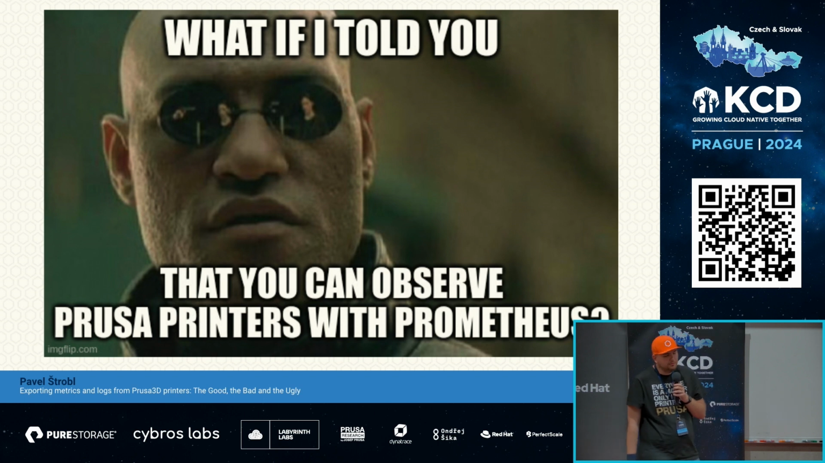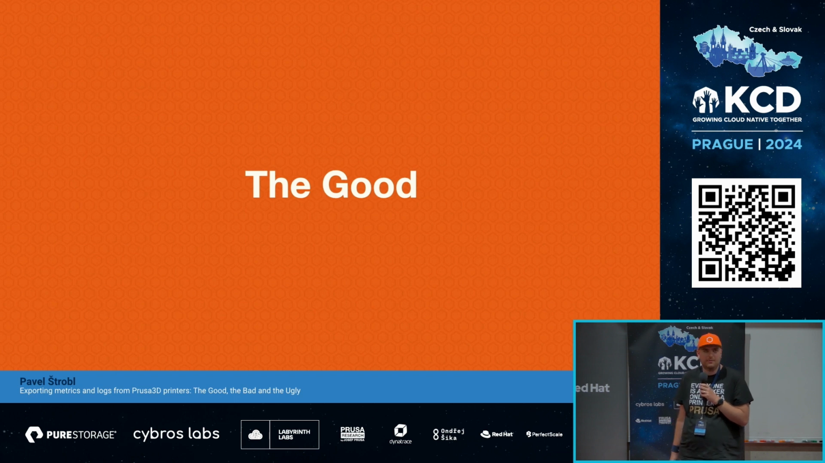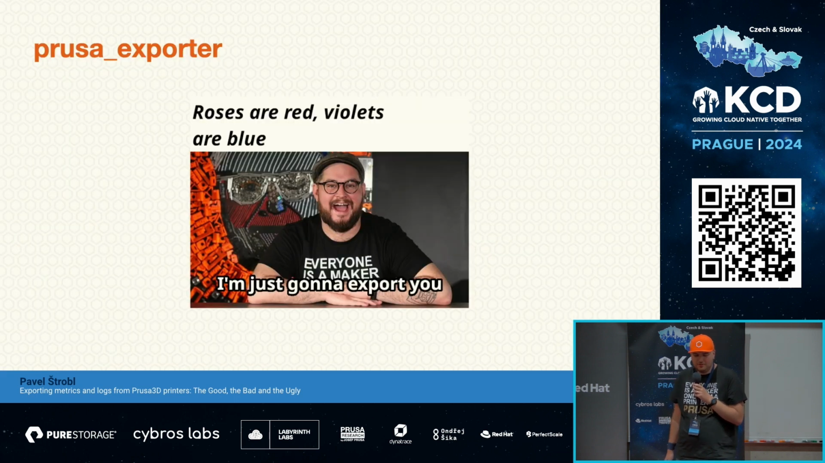But what if I told you that you can also observe our 3D printers with Grafana, Prometheus and Loki? Okay, first, the good. It's the idea of creating the Prusa exporter. What is Prusa exporter, you ask? It's not Joseph exporting you. It's about exporting Prometheus-type metrics from our printers.